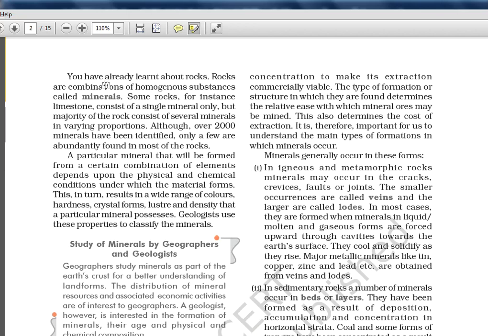Okay, rocks are a combination of homogeneous substances. Again, homogeneous is the keyword. Okay, don't write heterogeneous ever for minerals. Some rocks, for instance limestone, consist of a single mineral only, but the majority of rocks consist of several minerals in varying proportions. Although over 2000 minerals have been identified, only a few are abundant, found in most of the rocks. A particular mineral will be formed from a certain combination of elements depending upon the physical and chemical conditions under which the material forms. It's a very long sentence, so it's just telling that it has a lot of elements within it, and upon physical and chemical conditions it will undergo change.